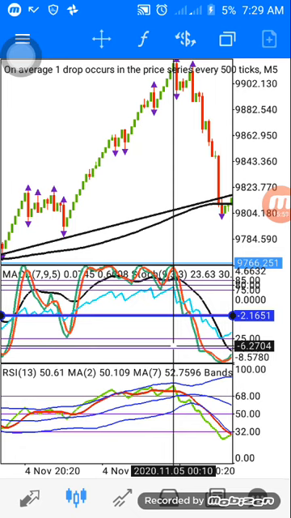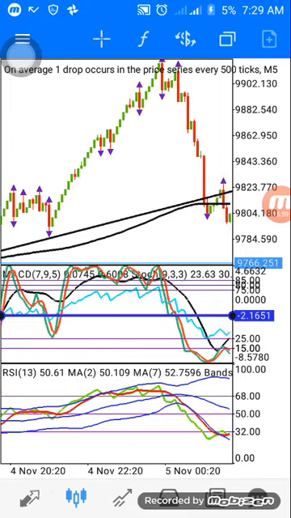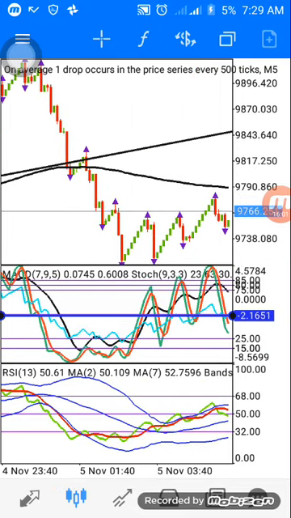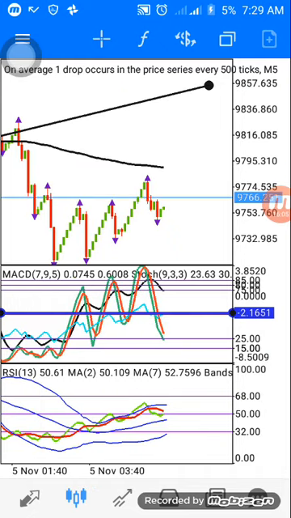You see, if you have sold this, this is five minute time frame. If you have sold this from here now, from this point, you would have made a lot of profit. Look at it, it went down all this way down. You have made a lot of profit, all right?